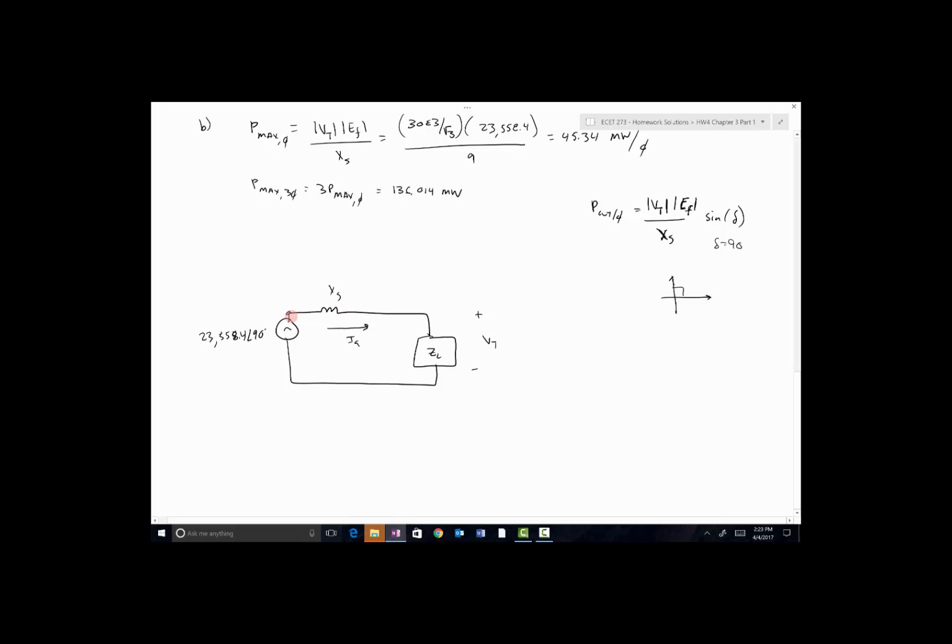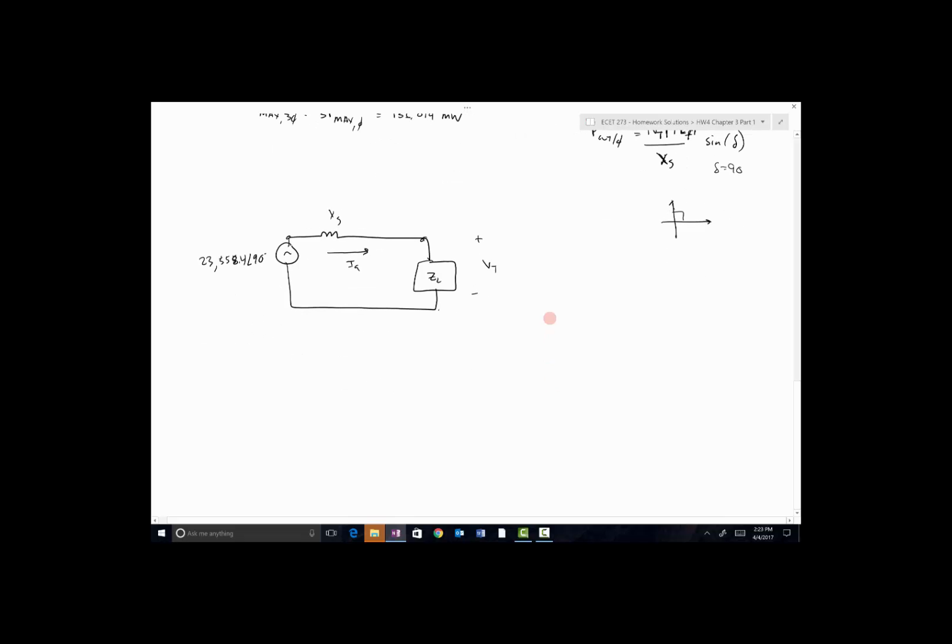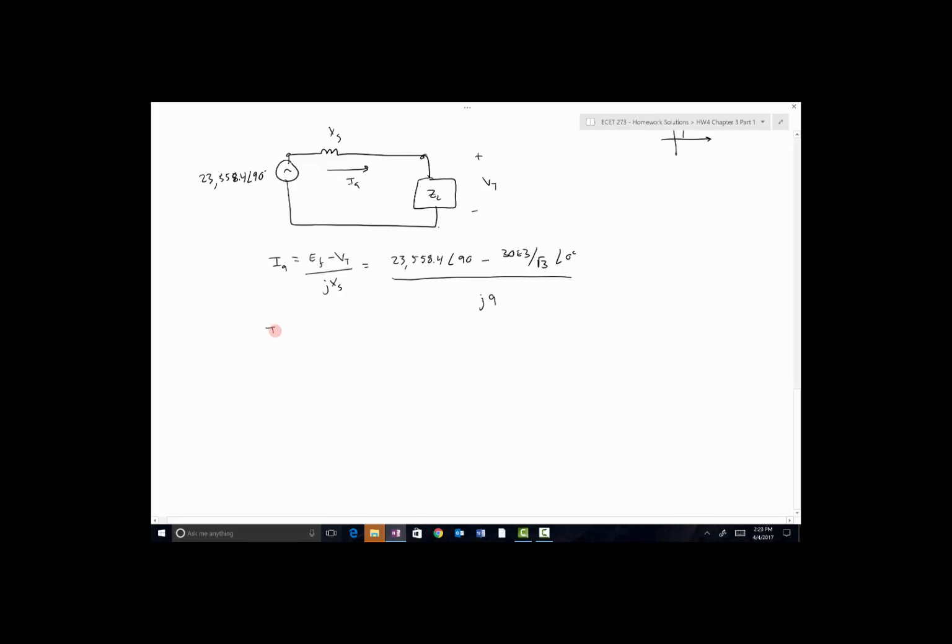So we can say that the IA is going to be EF minus VT divided by XS. So it's just the current through this inductor has to be equal to the voltage across the inductor divided by its impedance. So IA is equal to EF minus VT over its impedance jXS. So that's 23,558.4 at an angle of 90 degrees minus 30e3 over root 3 at an angle of 0 degrees for VT. Divide that by j9. So we get IA is equal to 3,248.93 at an angle of 36.32 degrees amps.